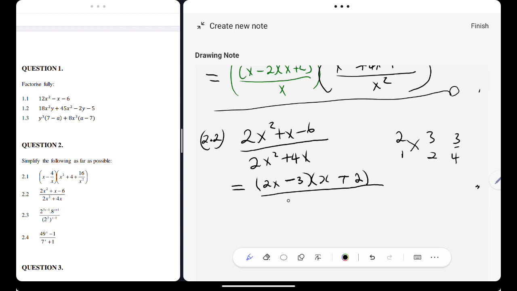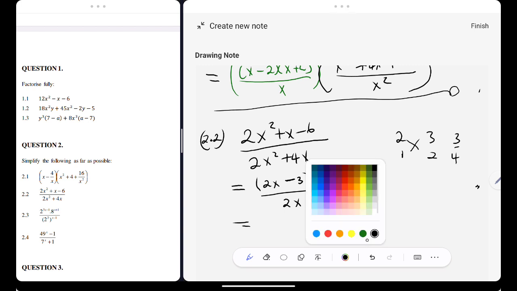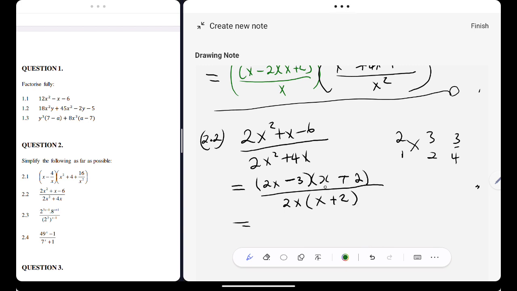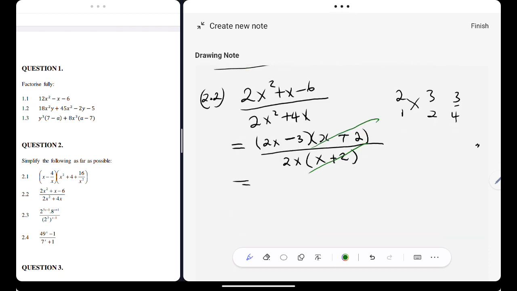I have the common factor at the denominator, which is just 2x. Then I'll be left with x plus 2. Since everything is multiplied, I can therefore cancel this with this, and then I'll be left with 2x minus 3 over 2x. This is fully simplified.